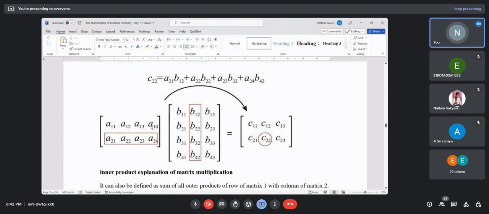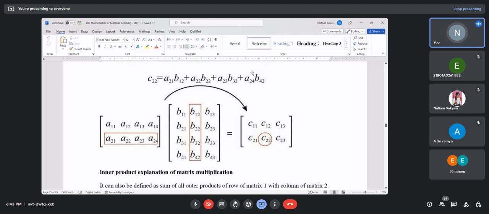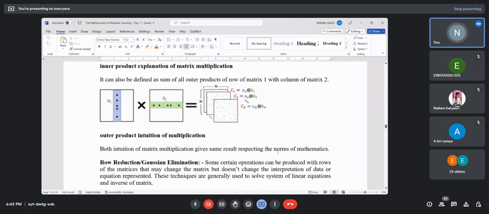So first A21 into B11, or for example, here they have already done the marking. If I take A21 into B12 plus A22 into B22 plus A23 into B32 plus A24 into B42, this is what I'm going to do. That will be C22. So here I have replaced this complete thing with C22. And similarly, I'm going to multiply the same row with this column. That will be C23.